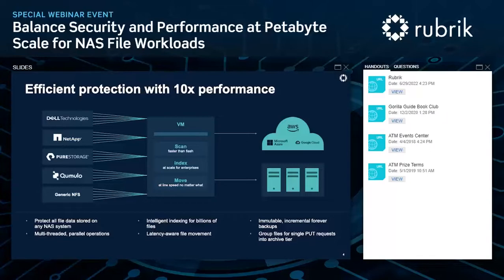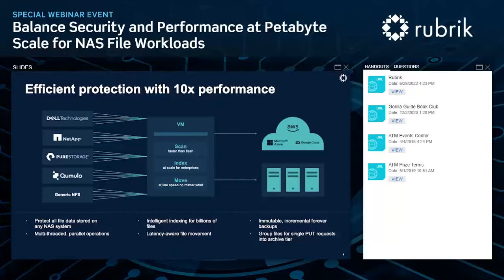Well, this is possible because we have a purpose-built client in which the scan, index, and move engines work in parallel to move the data as fast as physically possible. We start by scanning any NAS system with multi-threaded parallel operations. The intelligent indexes of all your data, along with the latency-aware file movement with dynamic resource throttling, allow you to achieve the peak performance. And this way, NAS Cloud Direct does not impact your production environment, so you can say goodbye to those backup windows.